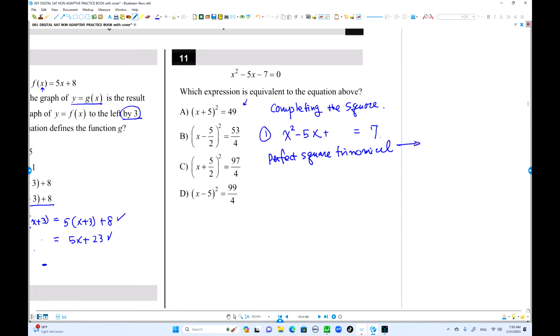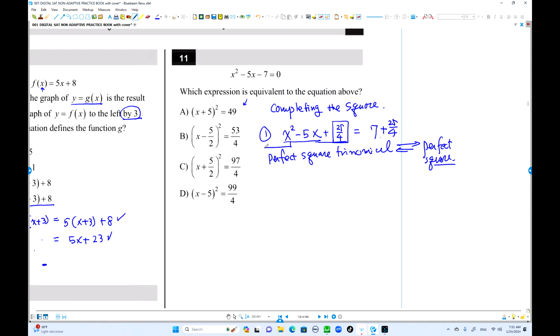Perfect square trinomial: replace with what perfect squares? We need some number to replace with the perfect square, right? This one, we cannot switch with what? Perfect squares. But how can you find this number? Negative 5 over 2, squared, is 25 over 4, right? You can use 25 over 4.